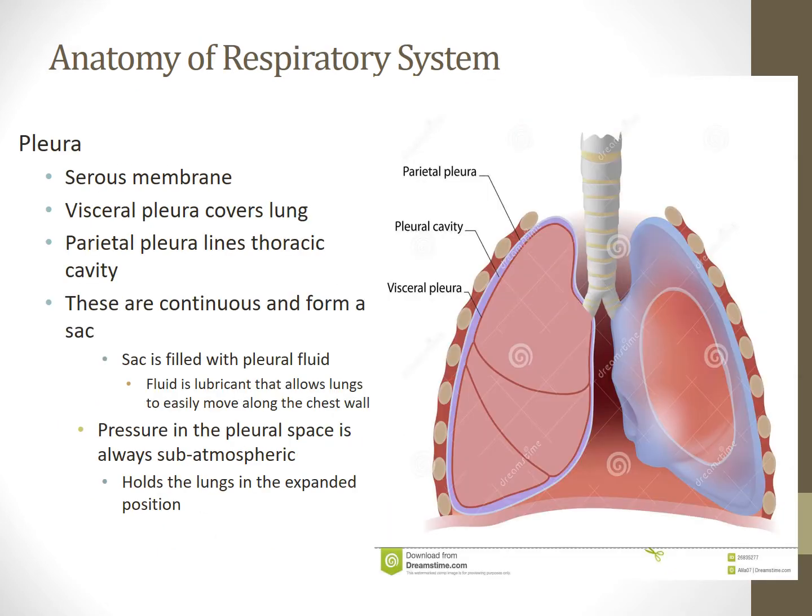As we continue to review the anatomy of our respiratory system, we have pleura, and this is our serous membrane. The visceral pleura covers our lungs. The parietal pleura lines our thoracic cavity, and these are continuous and form a sac. The sac is filled with pleural fluid. This fluid is a lubricant, and this is what allows our lungs to easily move along the chest wall.